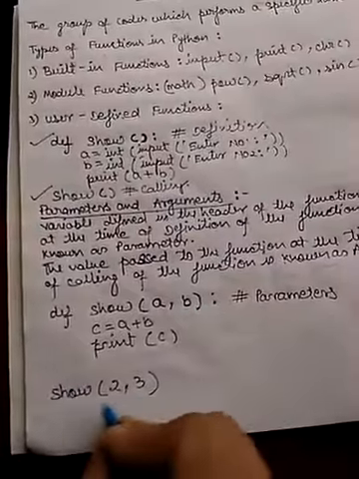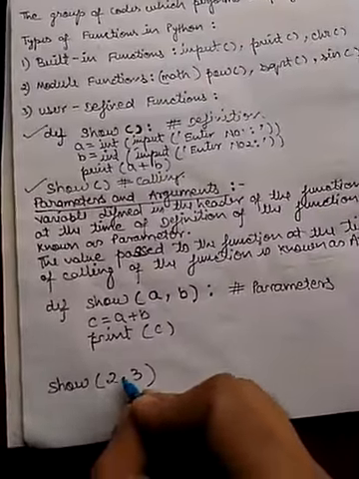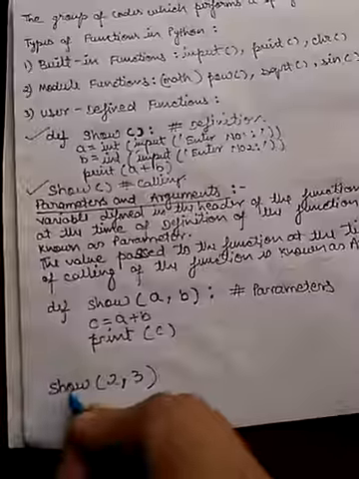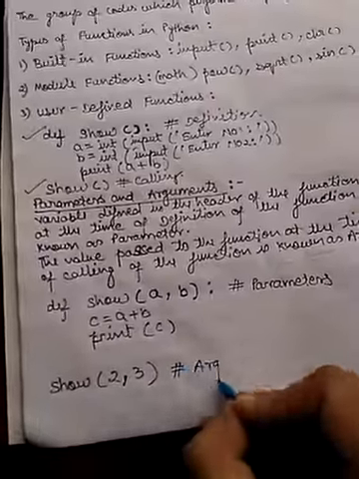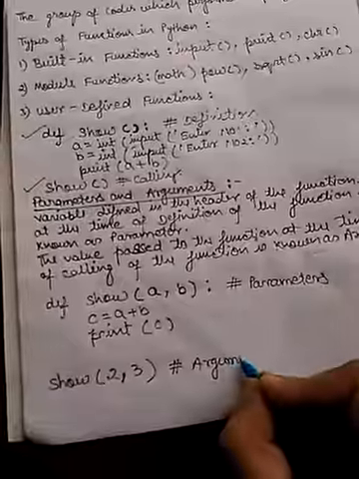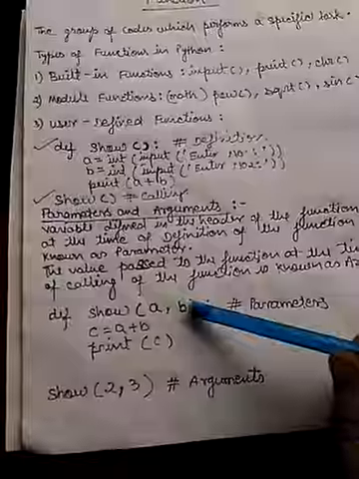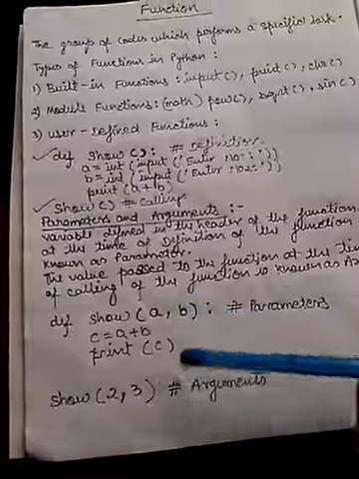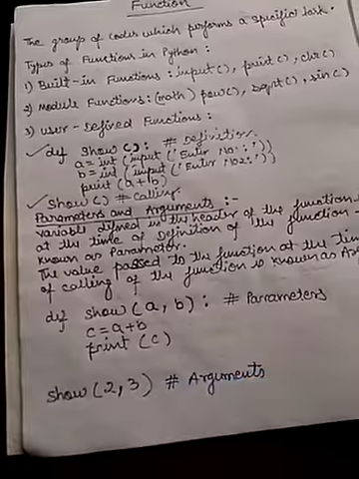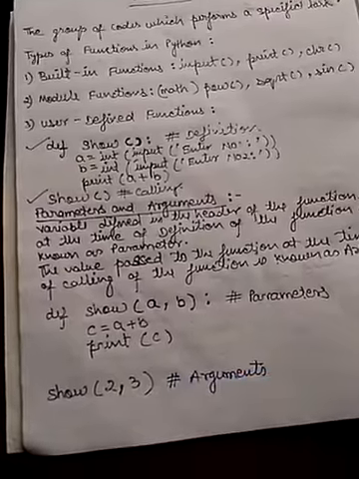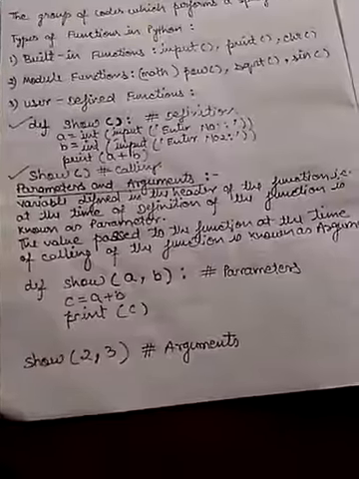So at the time of calling, this is calling. At the time of calling of the function, the value provided to the function is known as an argument. Remember that parameters are always variables. Arguments could be a variable or a constant. This is the important thing which is required to be remembered. What is a parameter and an argument?